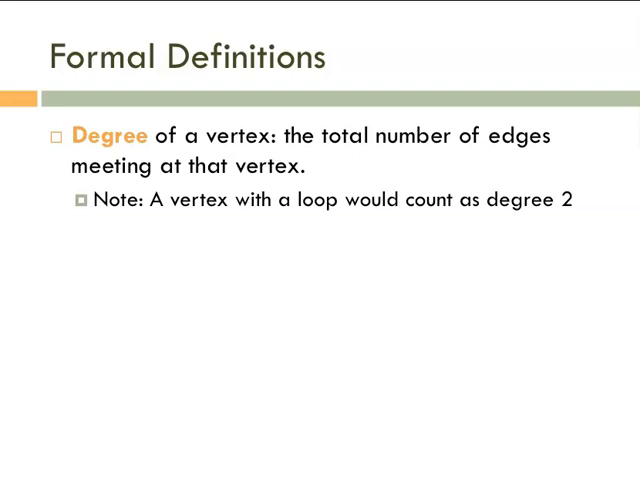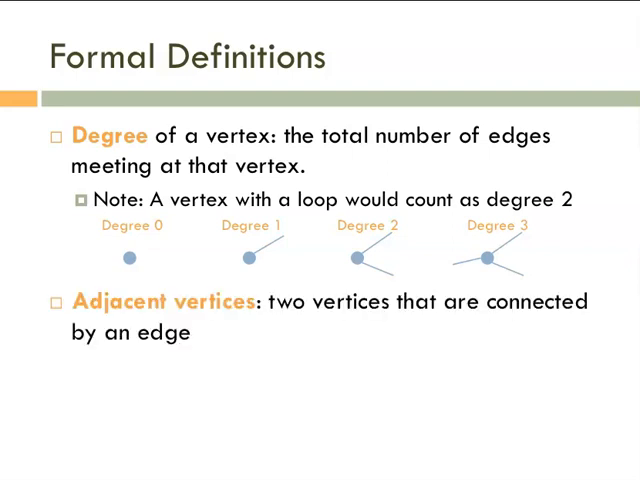So just so we can see this, if you have a vertex and there are no edges coming from it, we would say that it has degree 0. If it just has 1, degree 1. If it has 2 edges coming out of it, degree 2. 3 edges, degree 3. Okay, and then we would say that 2 vertices are adjacent if they are connected by an edge.